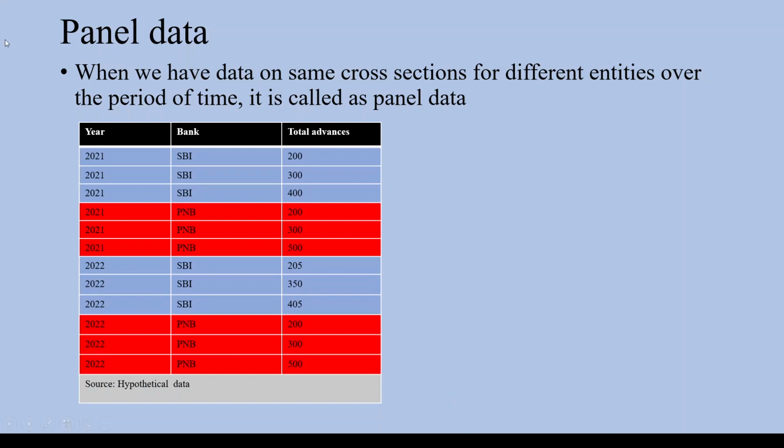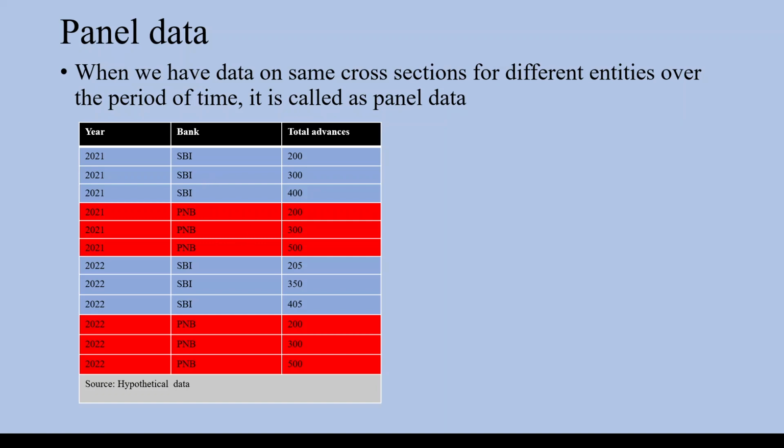So here we have data from 2021 and 22, means more than 1 year, and we have different entities: SBI, PNB. We have data for 21 and 22, and the period of time is changing, and entities are also changing. Panel data is the combination of time series and cross-sectional data. So we have time series, we have cross sections, the combination of both.